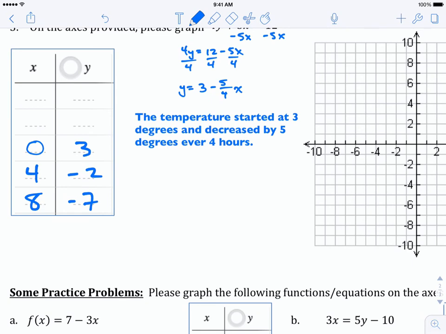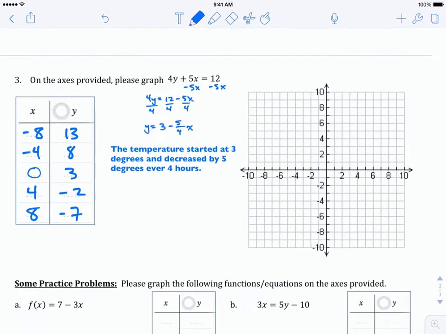4 hours earlier, the temperature would have been 5 degrees greater. 4 hours earlier, the temperature would have been 5 degrees bigger. So you can see that, okay, maybe this isn't going to fit on our graph, but good to know anyway. So let's go ahead and graph these ordered pairs.